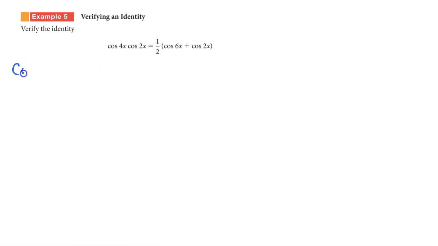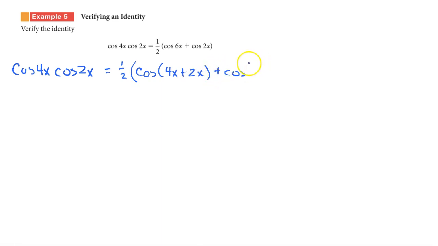So we've got cosine 4x, cosine 2x equals 1/2 cosine. I'm not even going to write the right side just to keep this as simple as possible. I'm just going to keep working on the left. So I've got 1/2 cosine 4x plus 2x, so A plus B, 4x plus 2x, plus cosine 4x minus 2x.